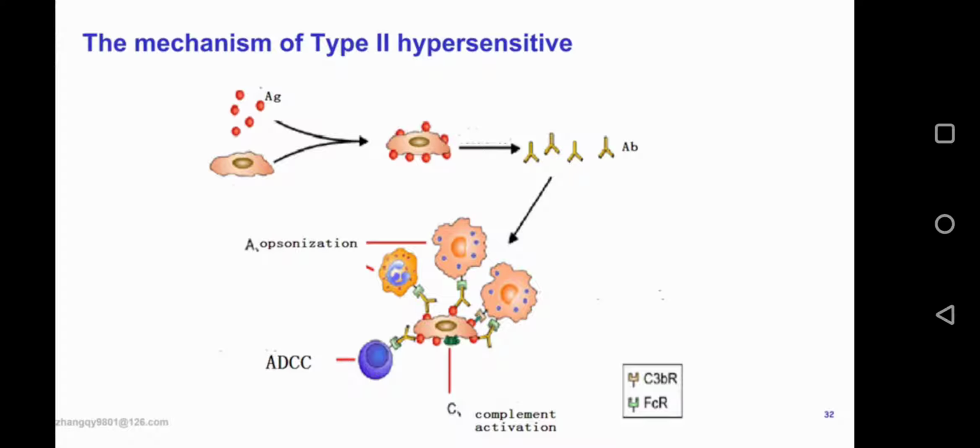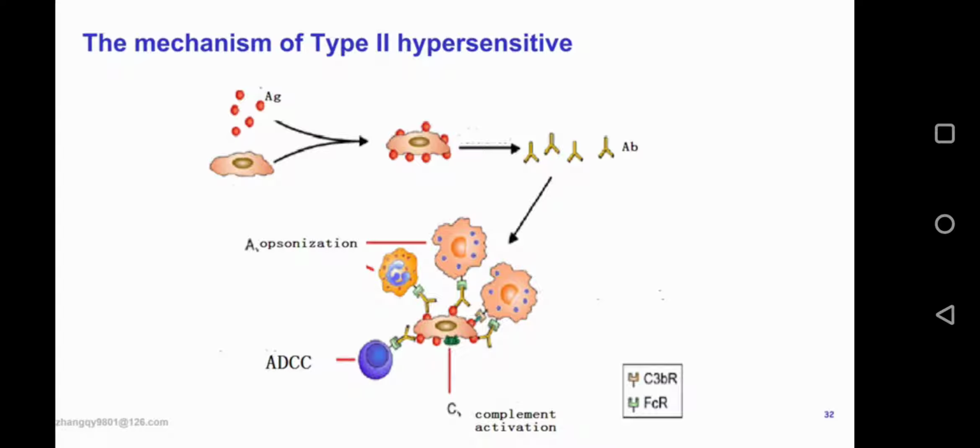And they will accumulate in the cell and cause the cell to die, right? And it will cause what I call cytotoxicity. Okay? So you should know that type 1 is IgE, right?